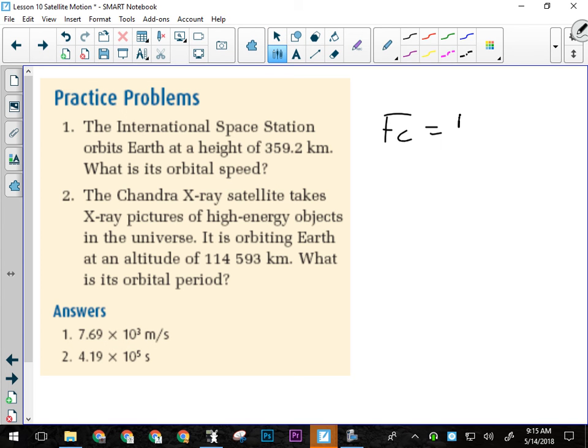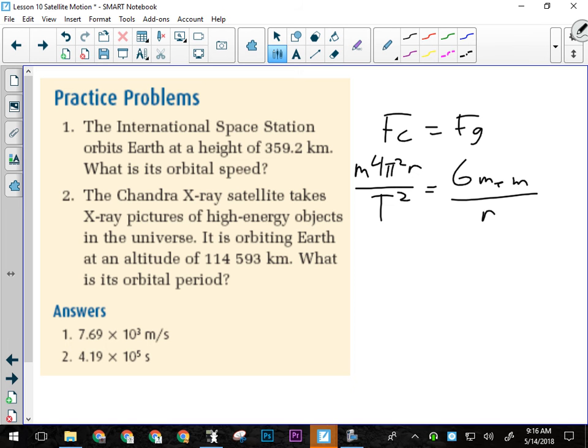So we have, again, FC equals FG, except this time, instead of putting in V, we're going to substitute in the formula for V squared. And that's going to equal big G times the mass of the Earth times the mass of the satellite over R squared. Okay, so if we want to solve for the orbital period, we're going to multiply both sides by T squared, and we're going to multiply both sides by R squared. So we'll have R cubed over here, T squared will be gone, and then we want to divide this stuff back over. So G times the mass of the Earth times the mass of the satellite takes care of those things. And then we have to square root.